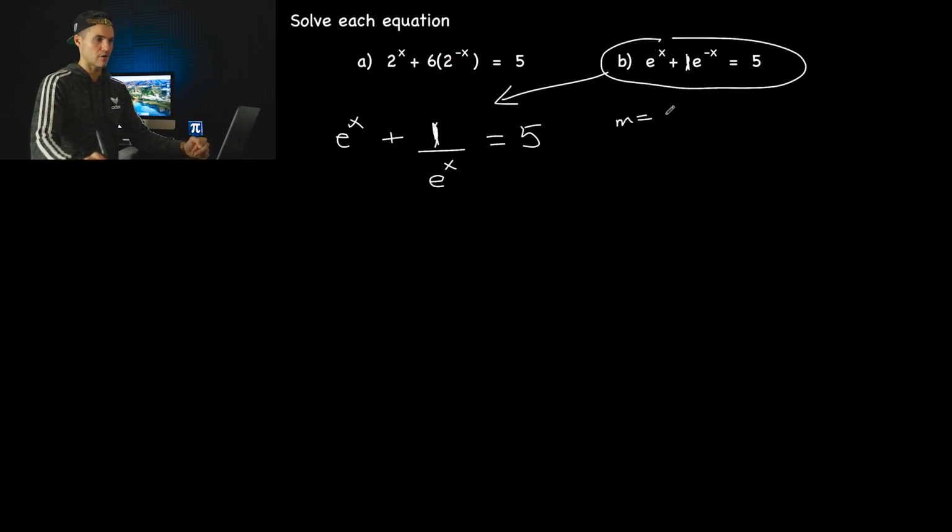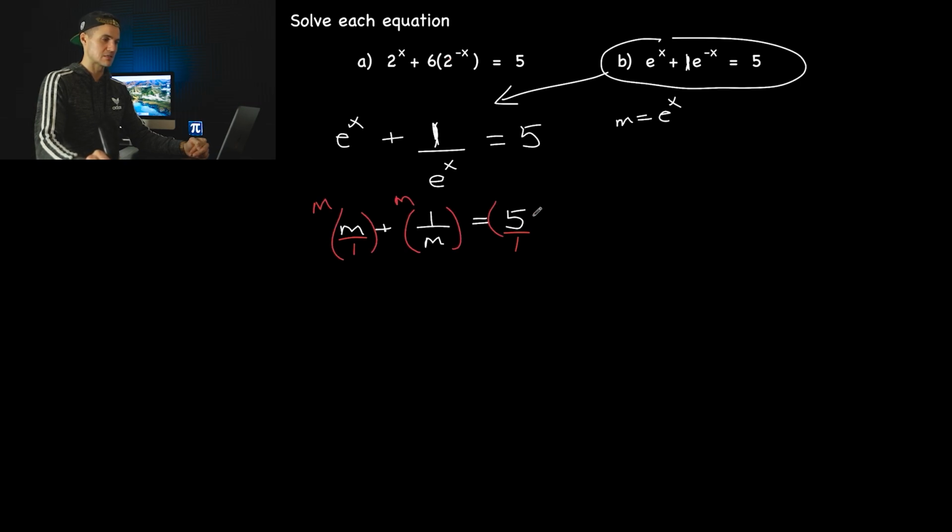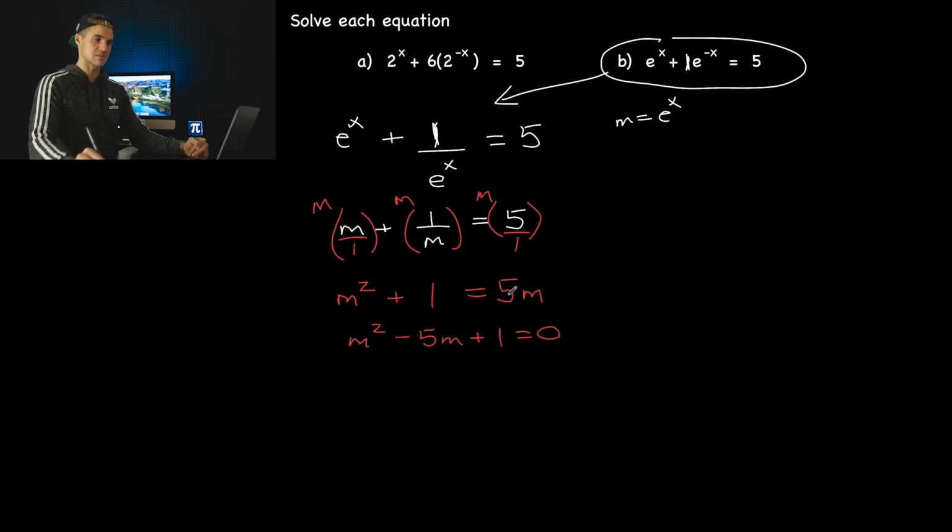I'm going to bring in that new variable. m in this case is going to be e to the x, so we're going to have m plus 1 over m is equal to 5, like that. And then multiply everything by the lowest common denominator, which is m in this case. So m times m is m squared. These m's cancel out, that's going to be 1. This is going to be 5m. And so we'd have m squared minus 5m plus 1 is equal to 0.